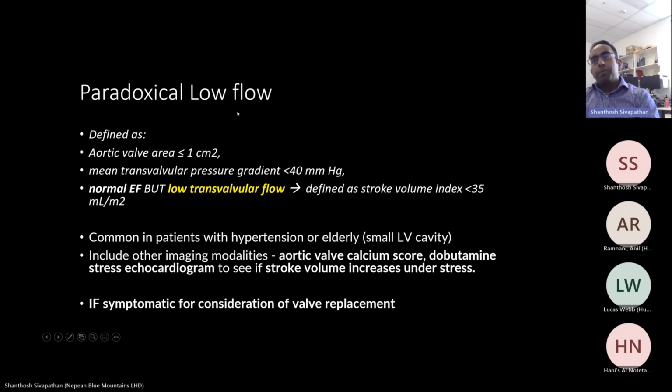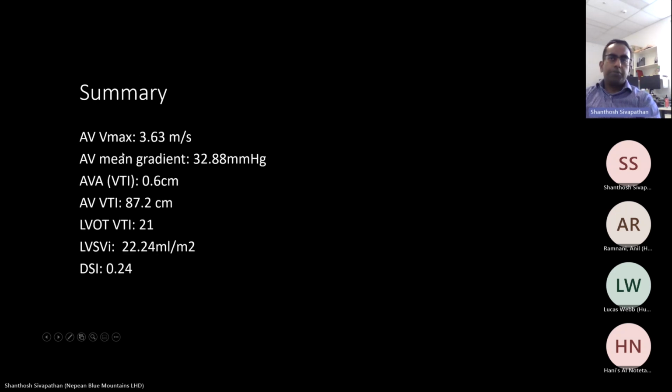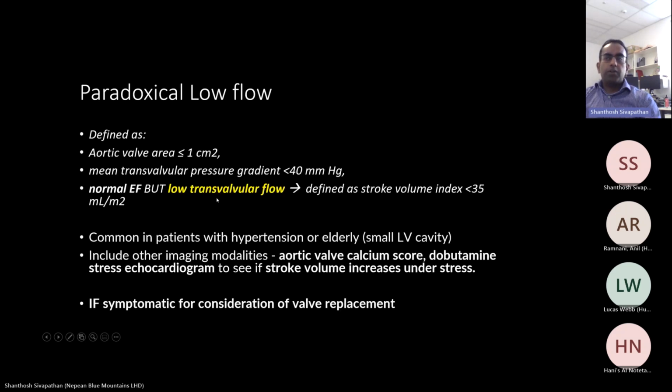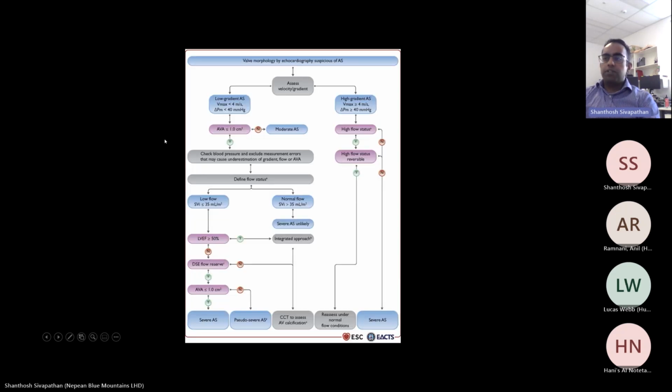But this is where I'd say, I've got a couple of parameters in the moderate range, a couple in the severe. My stroke volume's low. I'm going to do a dobutamine stress test on her and really try to figure out what the gradients are. I think that's quite important. If these patients are symptomatic, you would definitely consider a valve replacement.